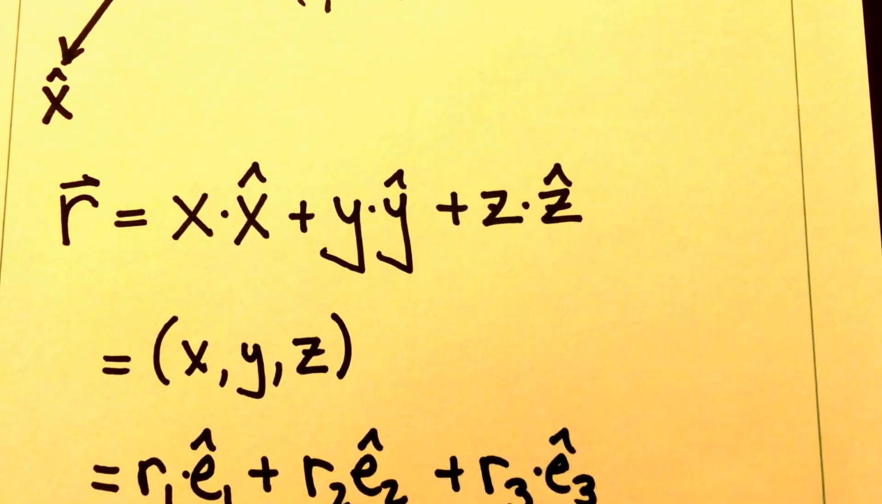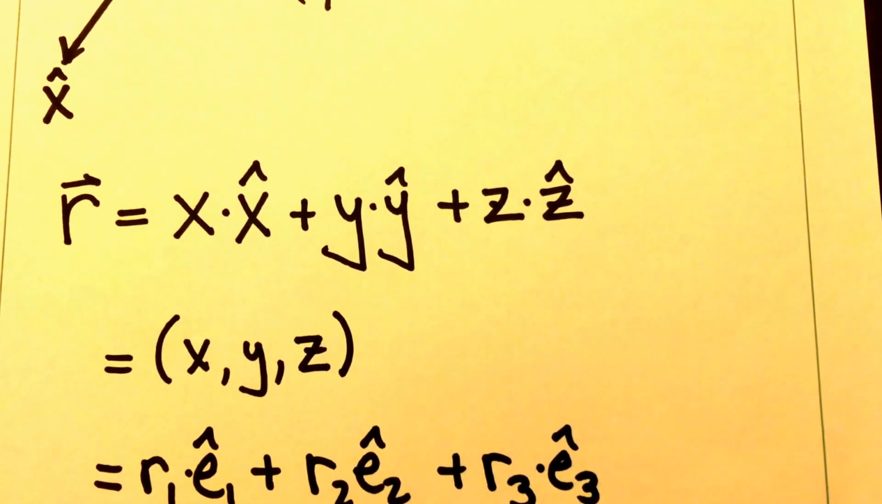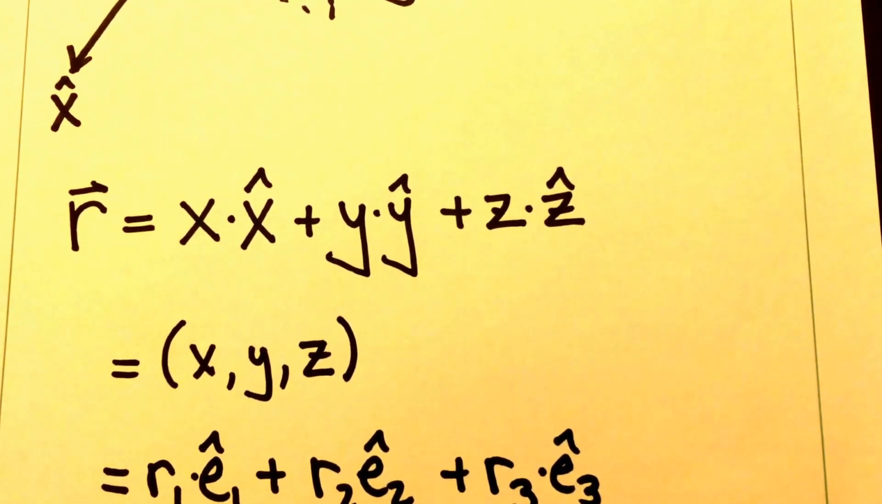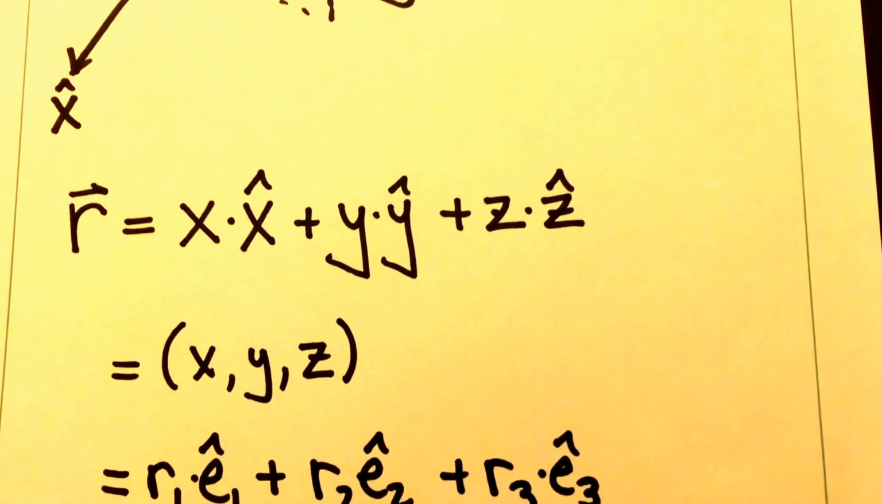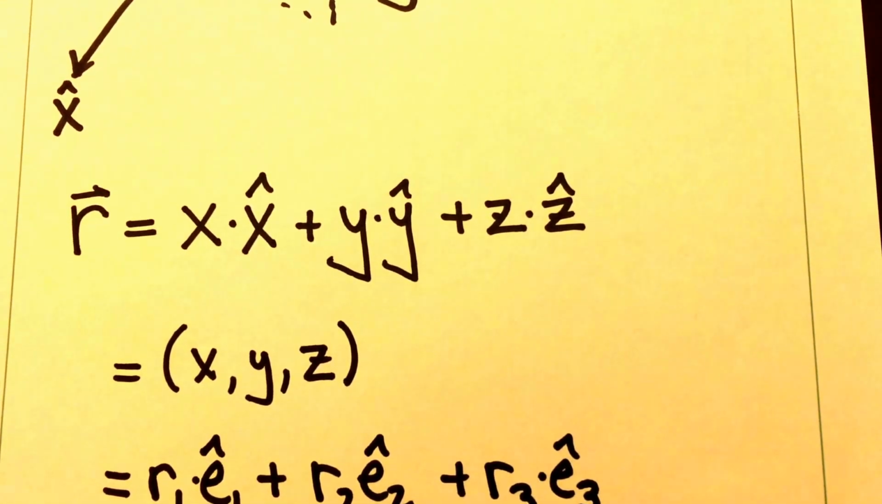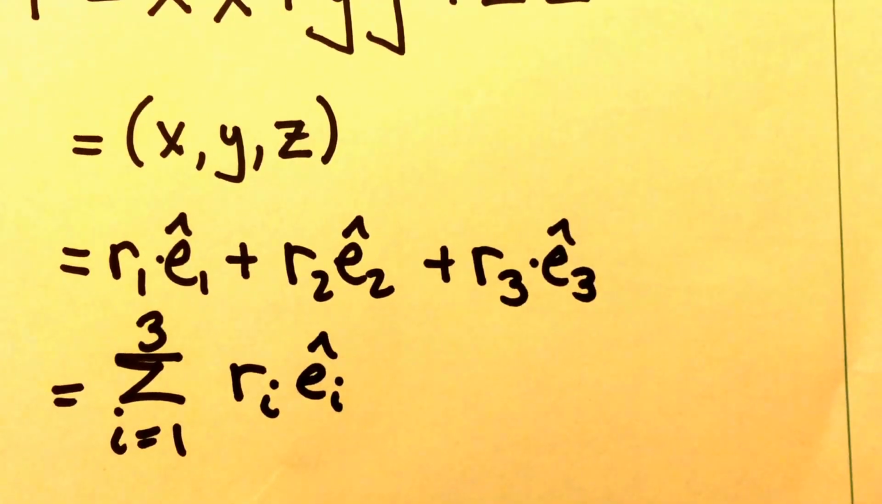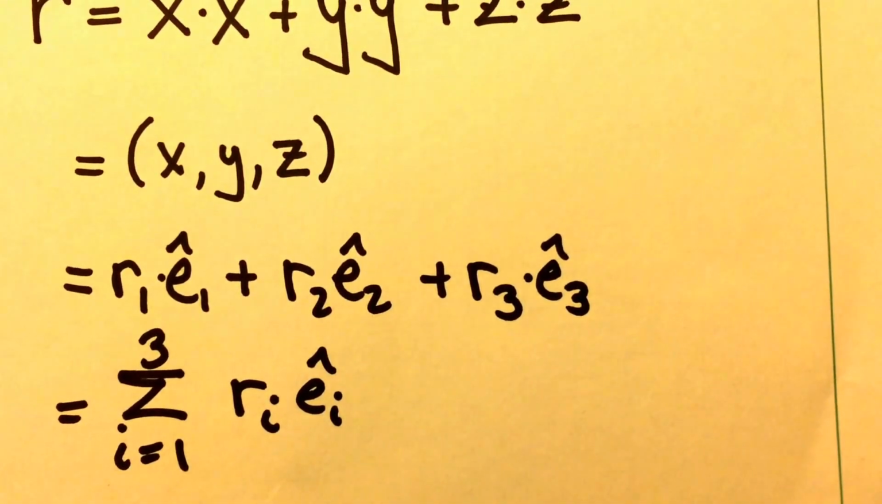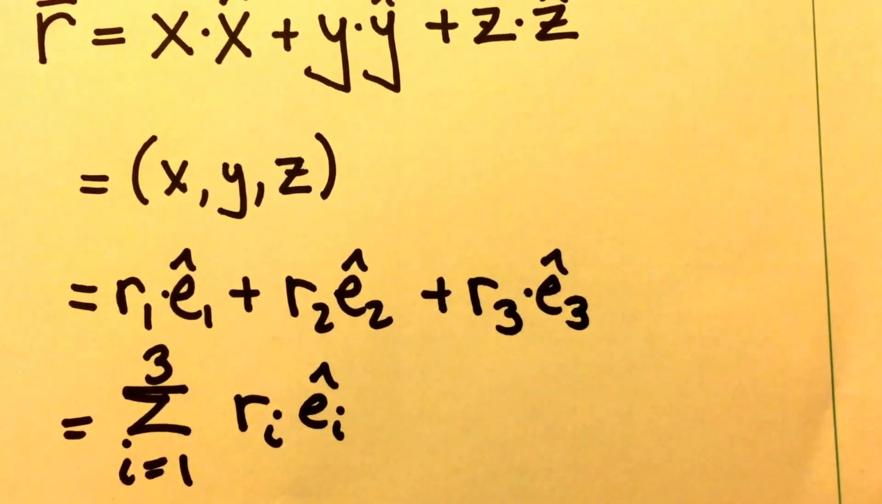You can also equate a basis vector e1 hat to x hat, e2 hat to y hat, and e3 hat to z hat, and then you can write the r vector as r1 times e1 hat plus r2 times e2 hat plus r3 times e3 hat. And then finally you can save yourself the effort of writing out each of those terms and just write the r vector using a summation symbol.